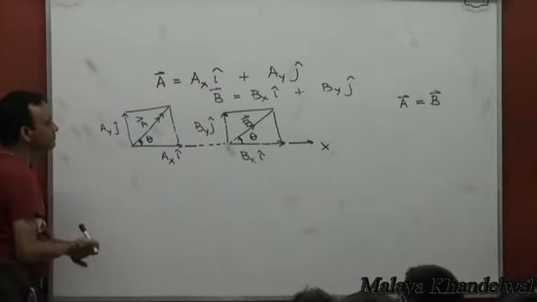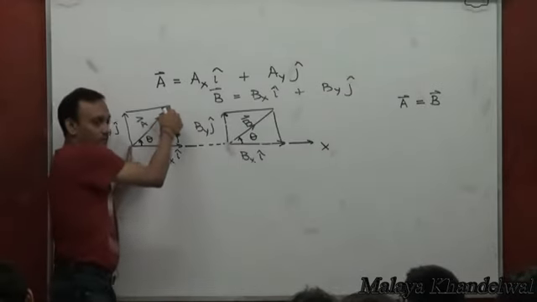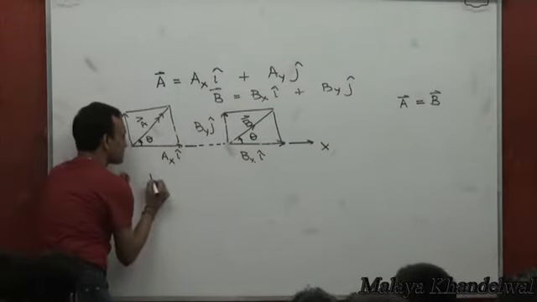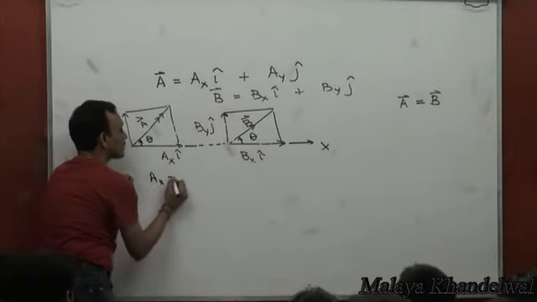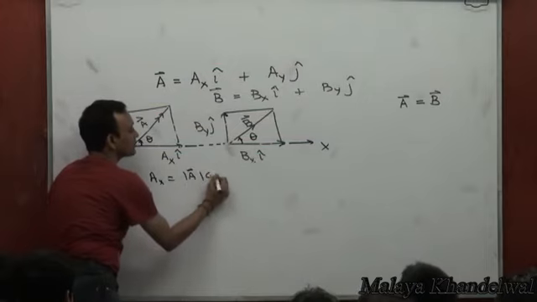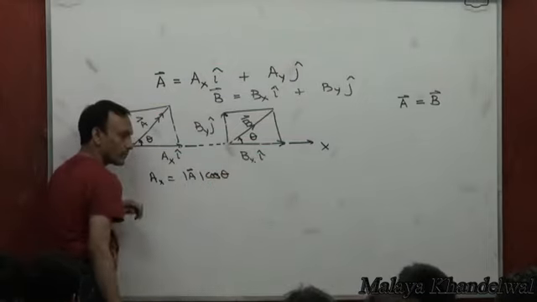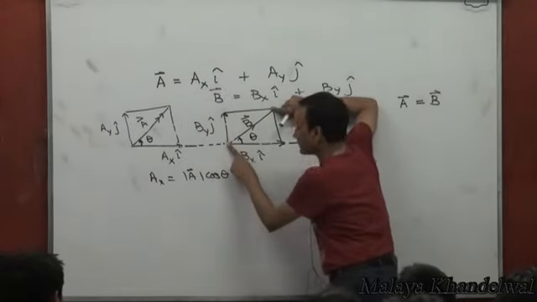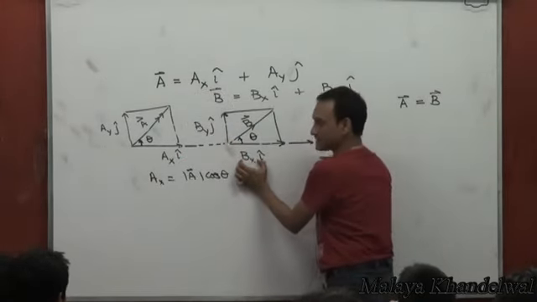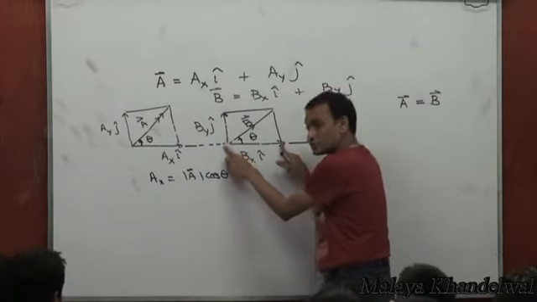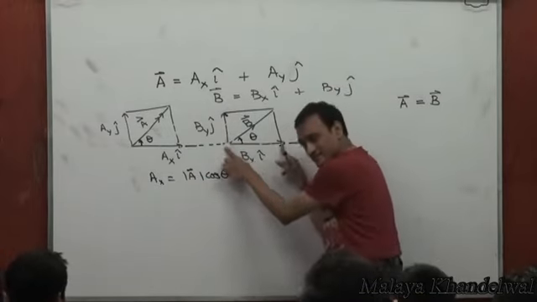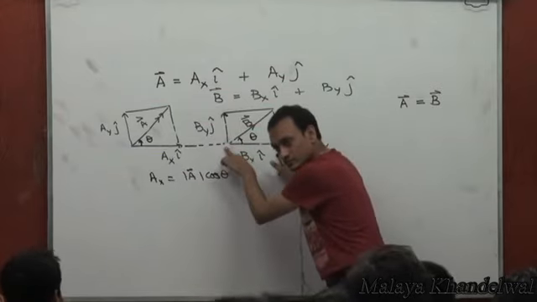Now, if this length is mod A, then AX must be mod A cos theta, right? If this length is mod B, then BX must be this length, which is mod B cos theta, yes or no? BX is this length. Are you confused?